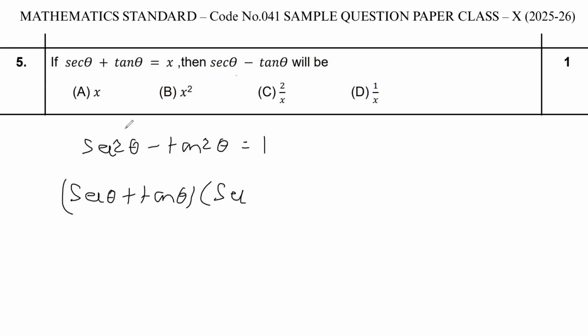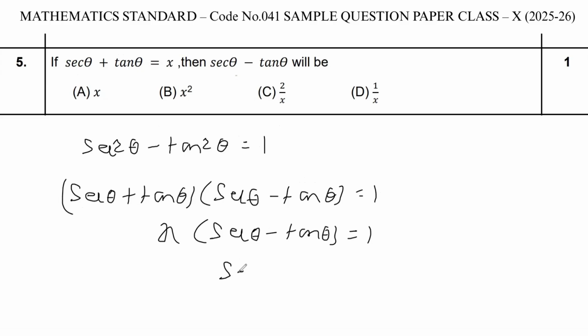Applying the algebraic identity, right? This is a trigonometric relation or identity, and I'm splitting this in the form of the algebraic identity of a plus b into a minus b, which is equal to 1. Now I can substitute secant plus tan as x, right? I'm placing x over here, multiplied by secant theta minus tan theta equals 1. So on transposing x to the other side, we get secant minus tan as 1 over x. So we'll say that D is the correct answer of this question.